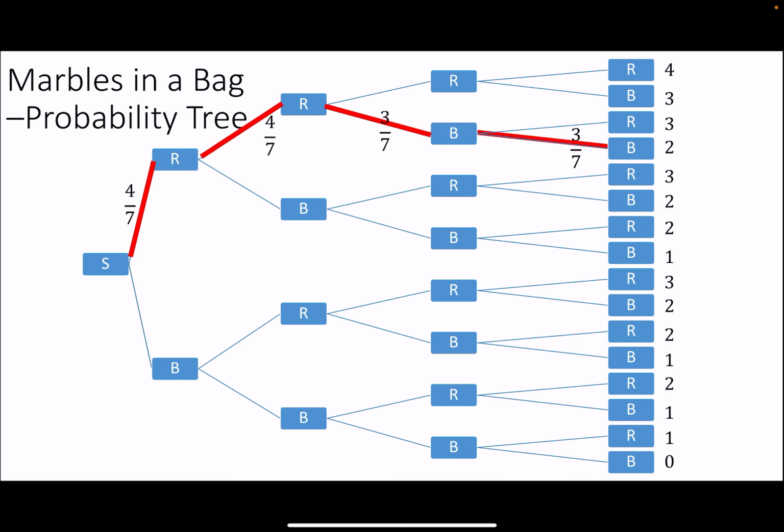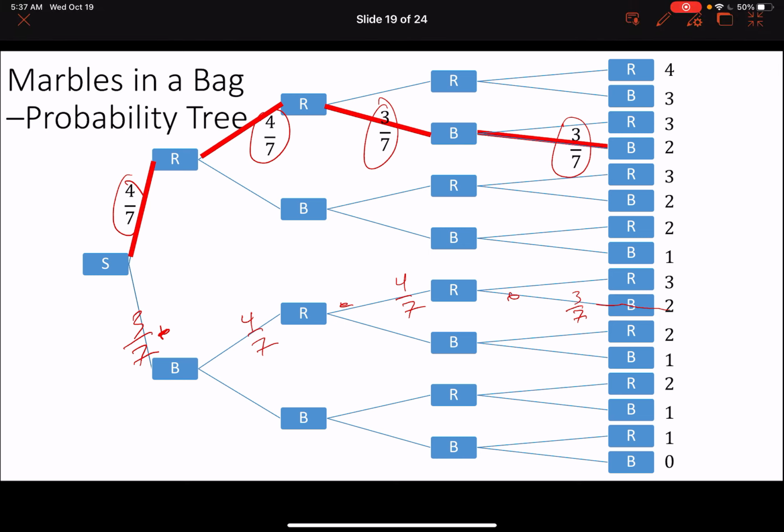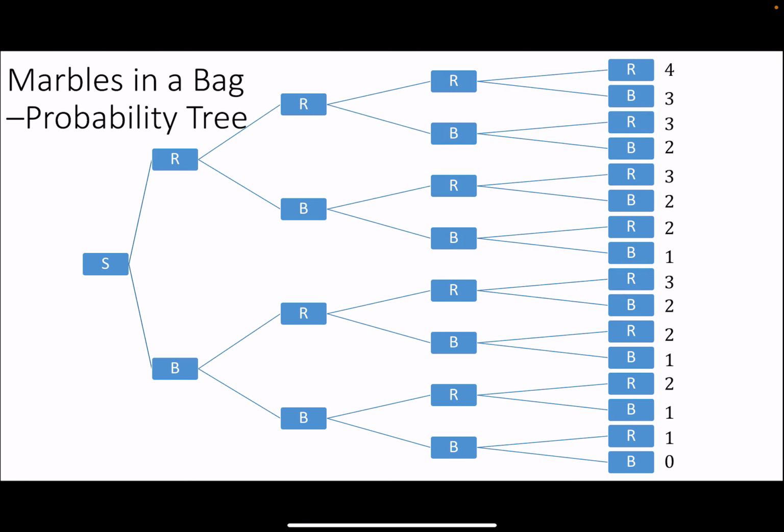So the probability of that path is 4 over 7 times 4 over 7 for the successes, and for the failures, 3 over 7 times 3 over 7. That's true for any path with 2 successes. Look at this outcome: 3 over 7, 4 over 7, 4 over 7, 3 over 7. I'm multiplying in a different order, but when we multiply, order doesn't matter. It's going to be the same for any path.